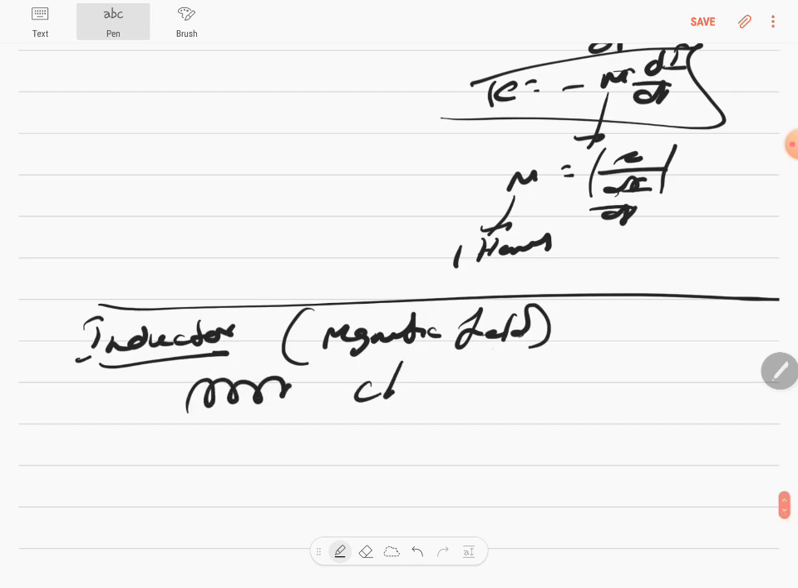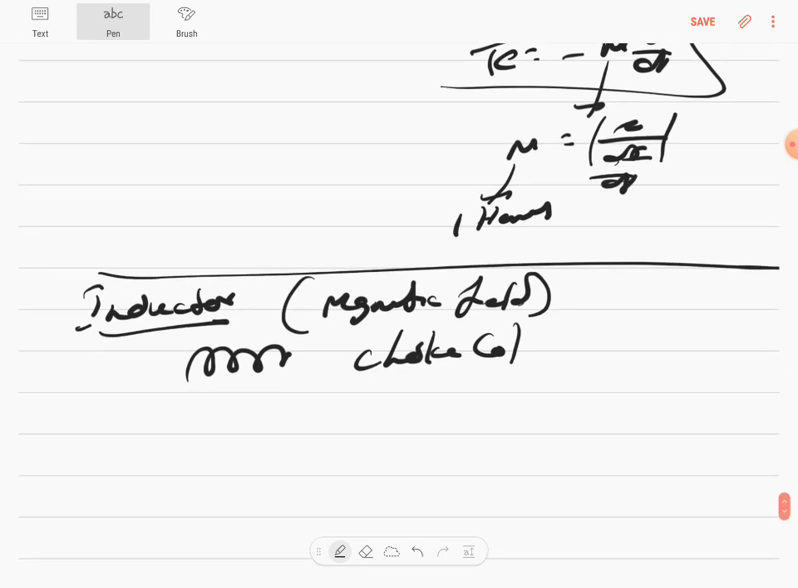An example of an inductor is a choke coil. A choke coil is there in tube lights. It stores magnetic field. So inductor is a small device used to store charges in the form of magnetic field.